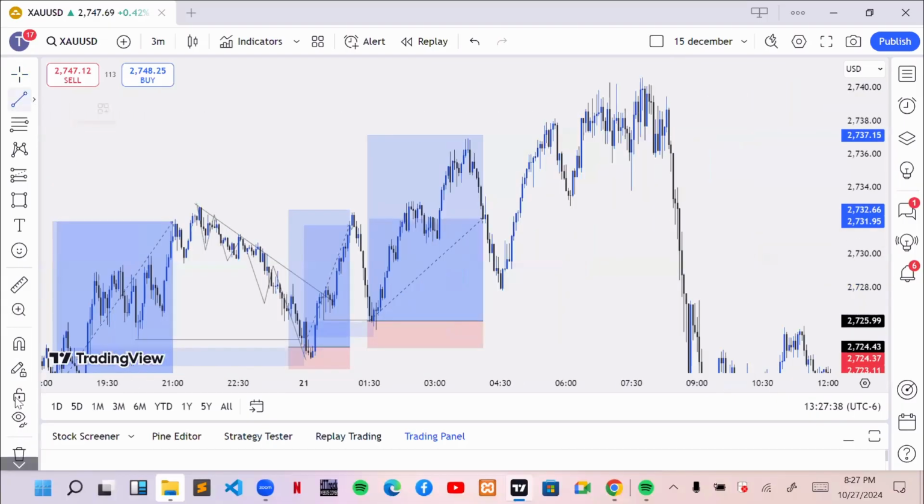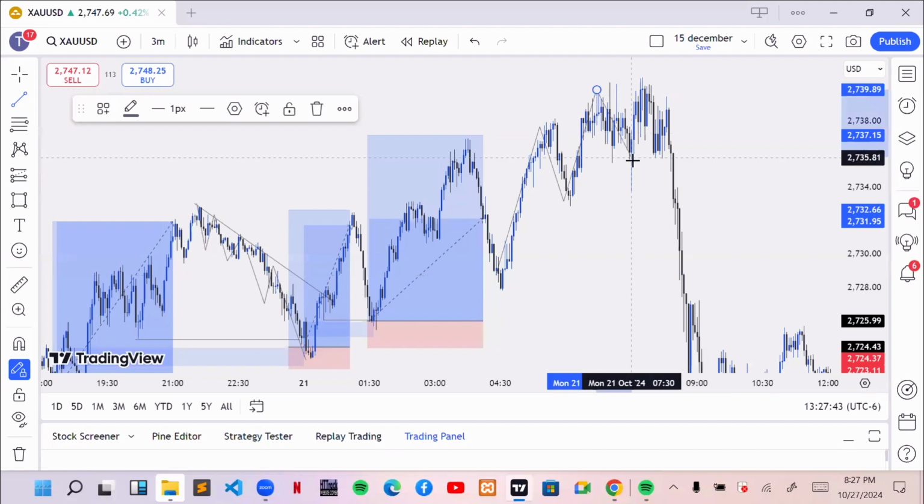For example, you can see this is a trend line. You can see higher highs and higher lows, higher highs and higher lows, higher highs. So this is where the market shifted structure and started going down.